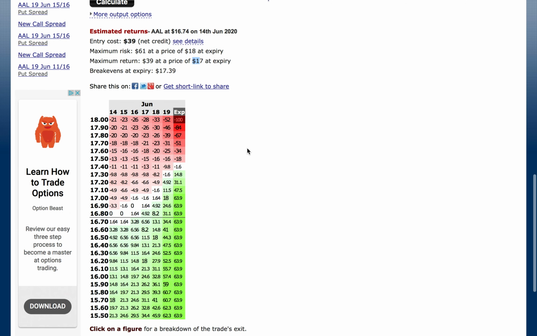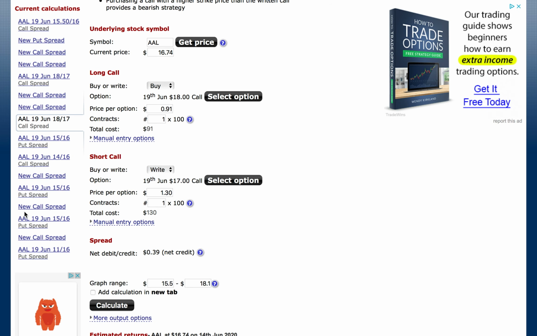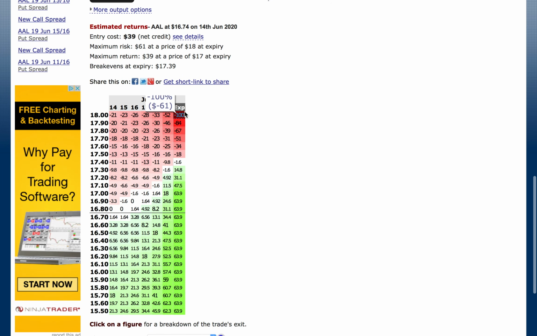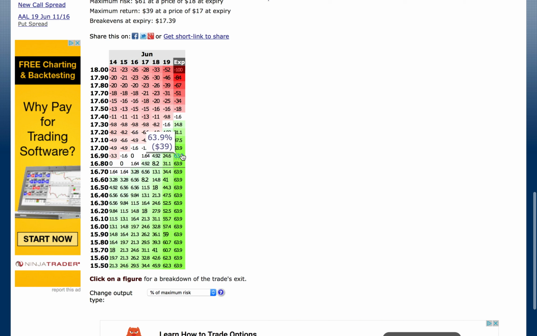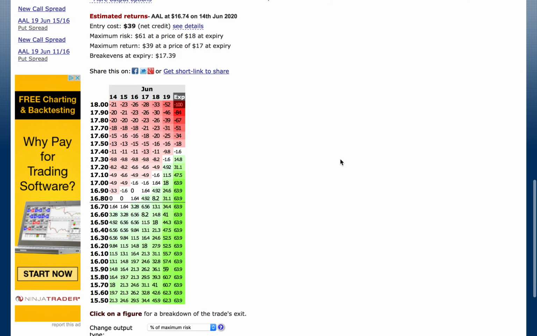Let's think about the three different scenarios that happen here. Let's start off with the first scenario. What you want to happen is that these contracts expire worthless. By that I mean that the price of American Airlines on or before June 19th is under $17. Because if you go up to the date of expiration, and we look at 17, you're making that $39, which is the max return. And if you go all the way down, you're making 39, 39, 39. So you want the price of American Airlines to be under $17. That's the best possible outcome, so both of these contracts expire worthless. Keep in mind, anywhere that you're in the green here, you're making a profit.